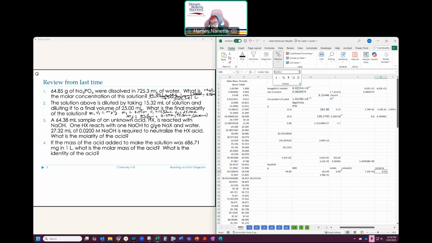And of course, I love to do things in Excel, so I'm going to take my V1, which is 15.32, and my V2, which is 25 milliliters, and I'm going to say that's equal to the number that I calculated, the 0.55, times my M1 divided by my V1 divided by V2. That gives me 0.33. And so this is equal to 0.33 molar. And that makes sense to me because it should go down.